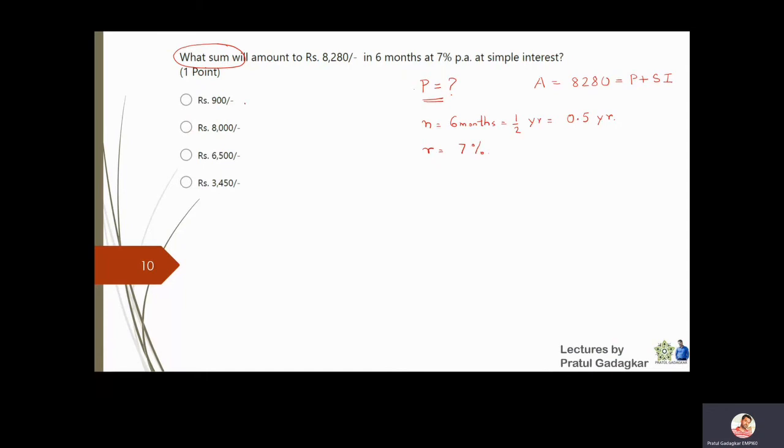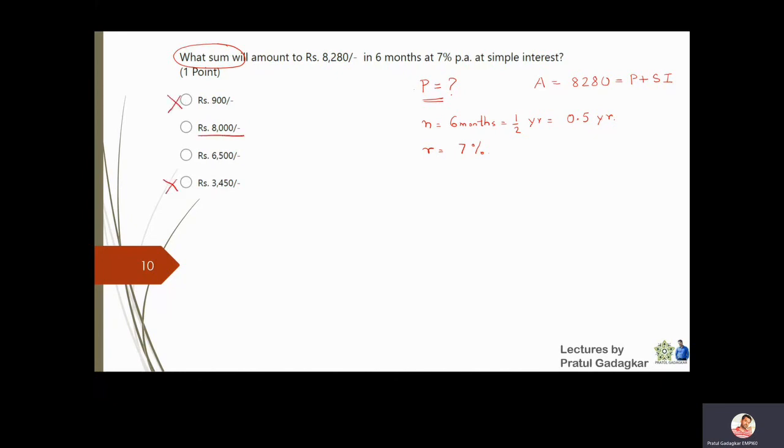Now, if you look at all the options given over here, first is 900, second is 8,000, the third is 6500, and the fourth is 3400. So if I invest only 900 rupees in a bank for only 6 months, will I get 8,280 rupees after 6 months from the bank? Our common sense tells us that this is not possible, right? Even if I invest only 3,450 rupees in a bank, will I be able to get a large amount as 8,280? Again, our common sense tells us that this might not be possible. So the first and the fourth option, I'm not going to pay attention. Now I'm only going to think about the second and the third option.